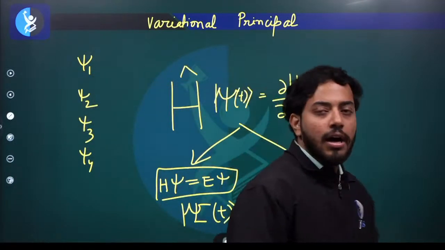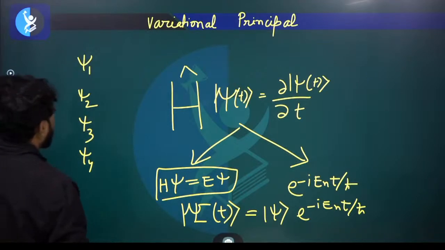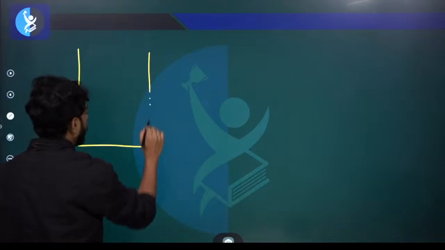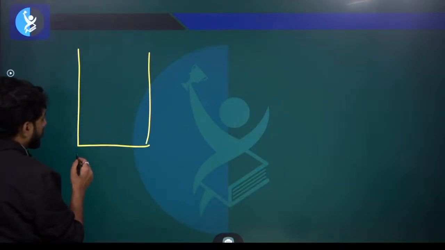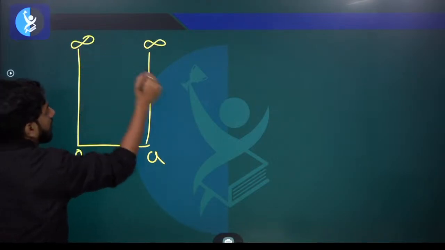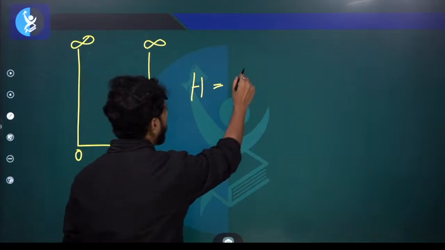Now, let me give you a simple example of an infinite potential well. You know the Hamiltonian for an infinite potential well. This is your infinite potential well, of course, and I'm drawing the asymmetric case. That was 0, a, infinity, infinity. You know the Hamiltonian H equals what? The Hamiltonian H equals P squared by twice of m.